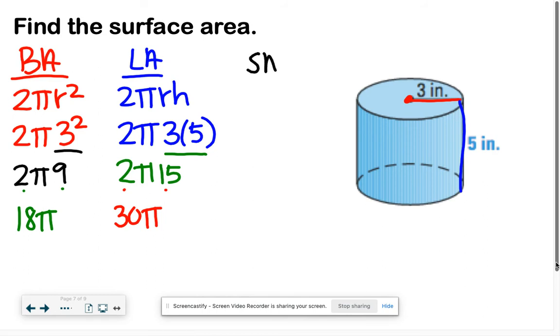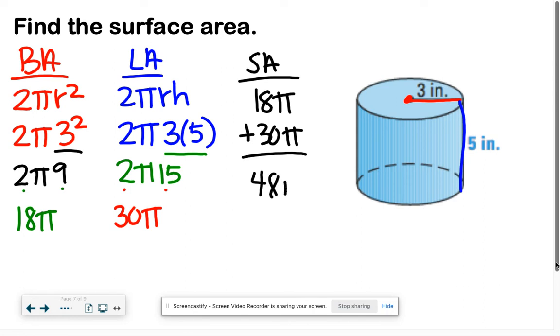Our total surface area, let's add those pi's together. 18 pi plus 30 pi gives me how many pi's? About 48 pi. So now again, type in your calculator 48 times 3.14, or 48 times the pi button, and it's about 150.8. If you want to do the nearest whole number, 151 inches squared.